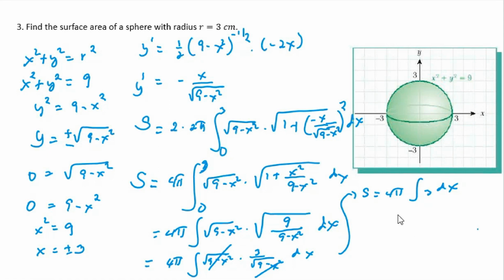The integration of 3 dx is just 3x. We have 4 pi times 3x, and this will be evaluated from 0 to 3. So I forgot here, 0 to 3. Evaluating this integral now, we have the final answer of 36 pi centimeter squared.